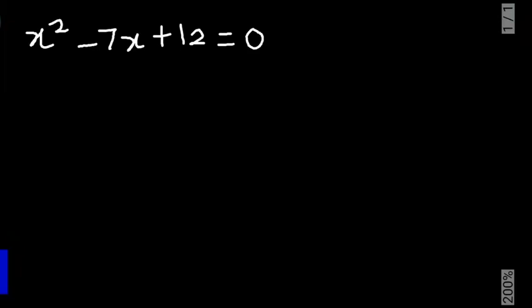A quadratic equation is an equation with the highest degree of 2. The highest degree here of this expression is 2. There are different methods to solve quadratic equations. We can solve by factorizing, by completing the squares, by using the quadratic formula. We can also solve graphically, but today we are focusing on solving it by factorization.